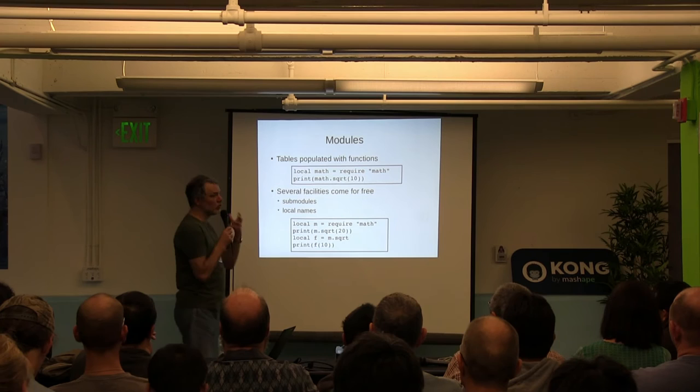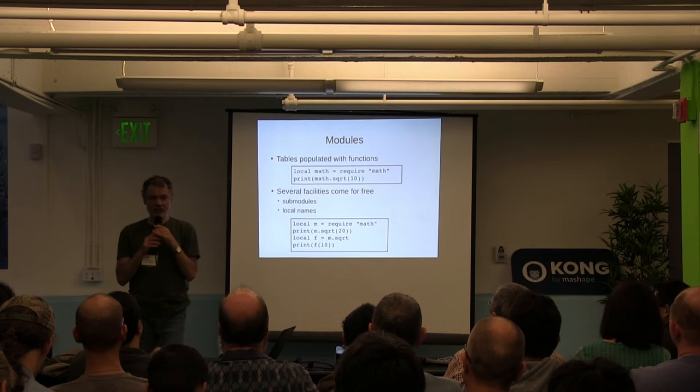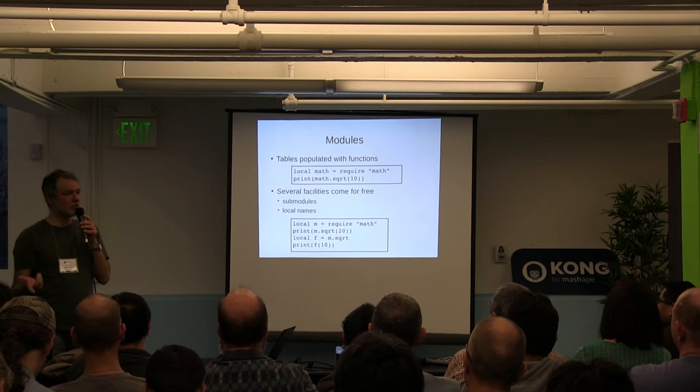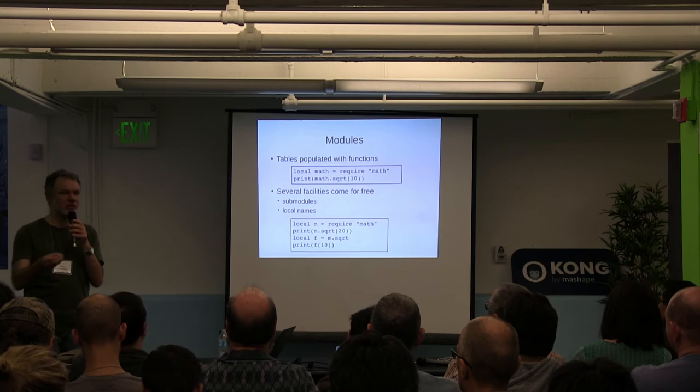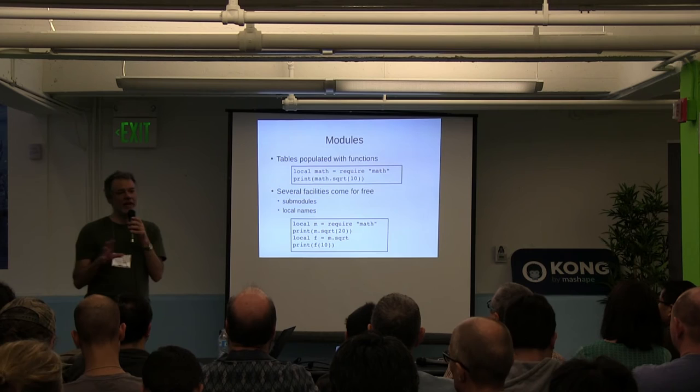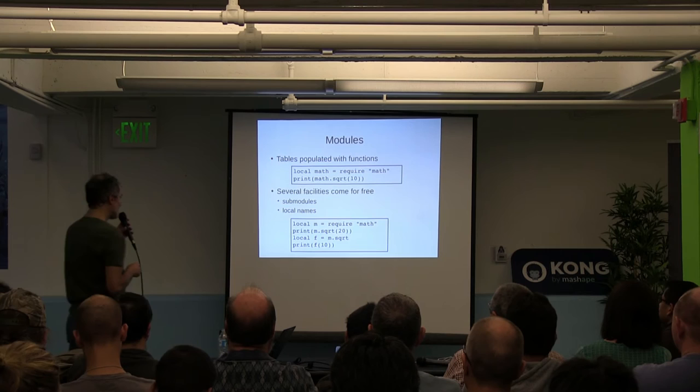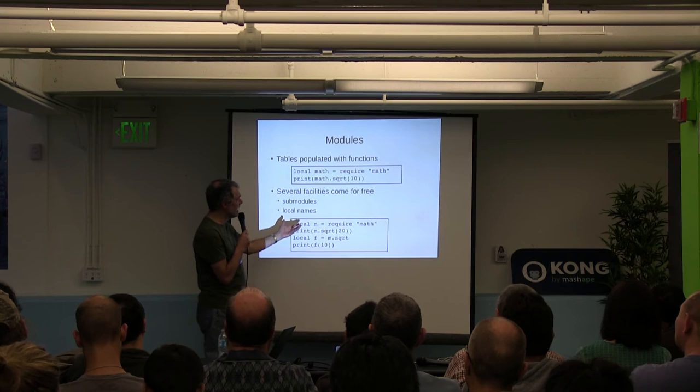Require, because all this stuff is first class values, require is just a regular function. There is nothing special in the language about require, it's just a function that receives a string as an argument and then looks in some path looking for a file that matches that string. And if it finds it, it runs the file, the file returns that table, and require returns the table. So there is zero extra mechanisms in the language to support modules. Some facilities come for free. You can use different names for the module because they are all first class.